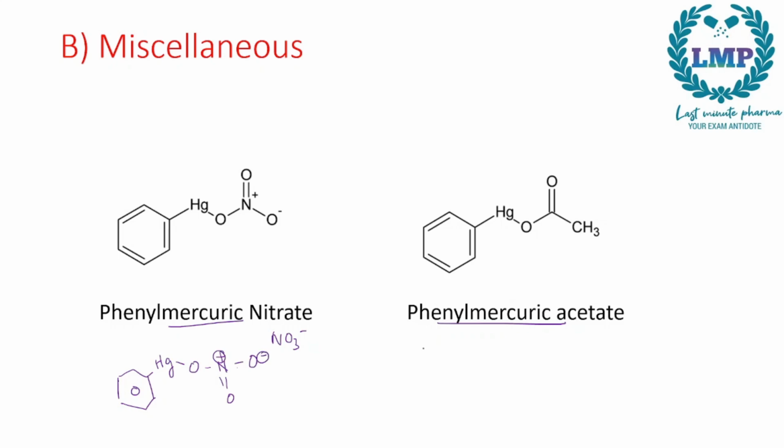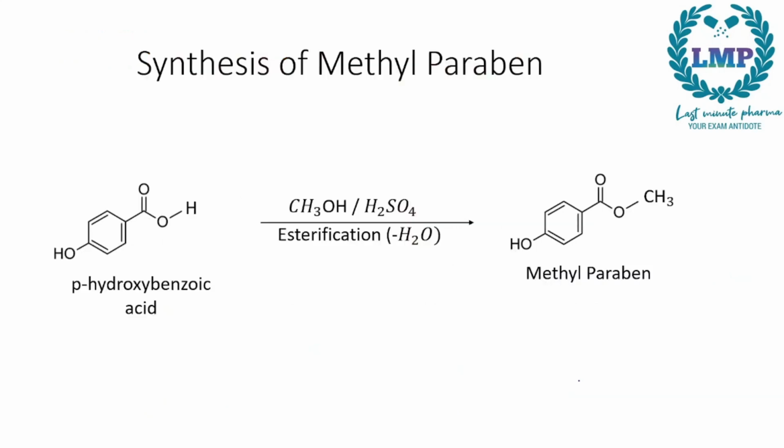Phenyl mercuric acetate. So phenyl mercuric acetate. Now, how do we write acetate? CH3, C double bond O, O minus. So this O minus will attach over here. So we'll get O, C double bond O, CH3. So phenyl mercuric acetate. Next we have the synthesis of methyl paraben.